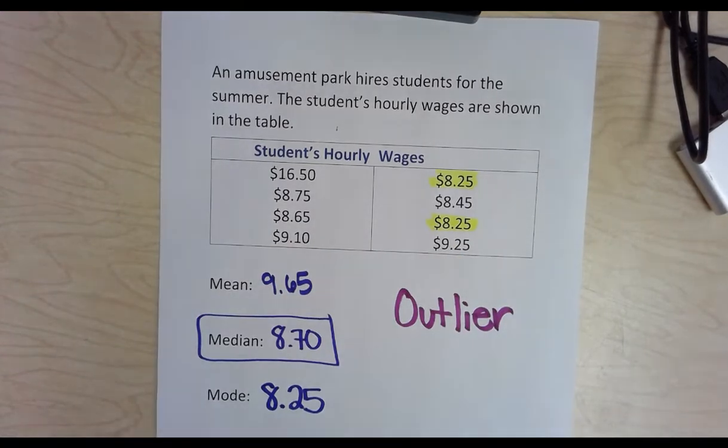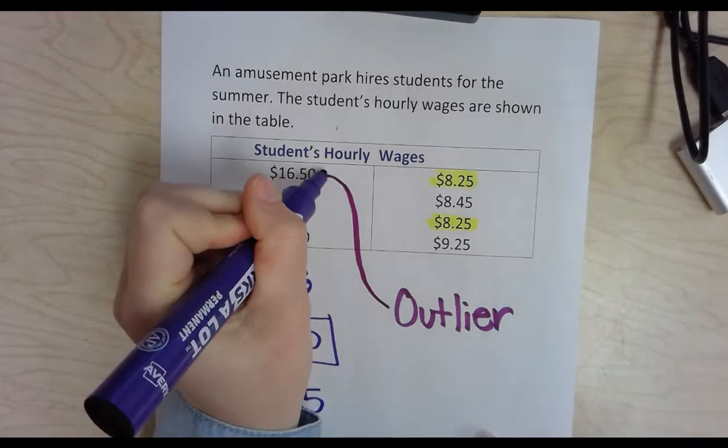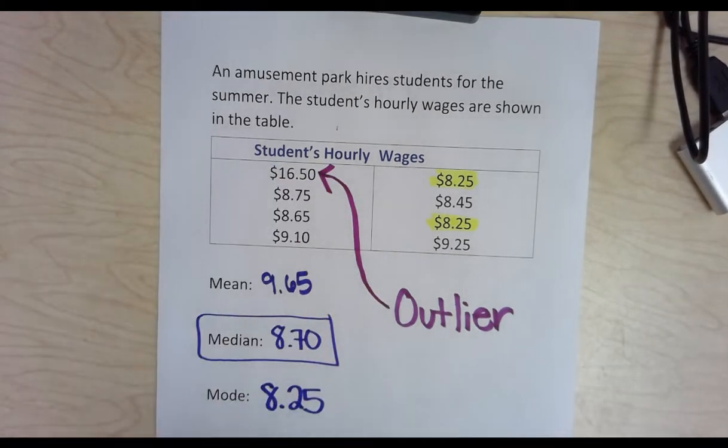Okay, an outlier is a data value that's much greater than or smaller than all the other data values in your data set. If I look at my table, I notice that 1650 is a number much larger than any other of the numbers in my data set. 1650 would be considered the outlier.